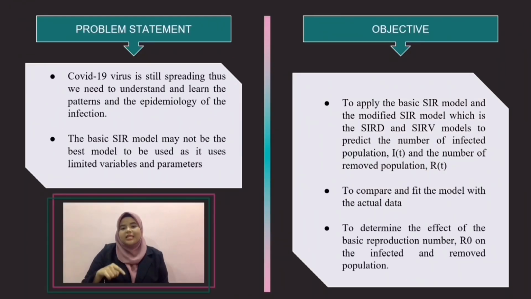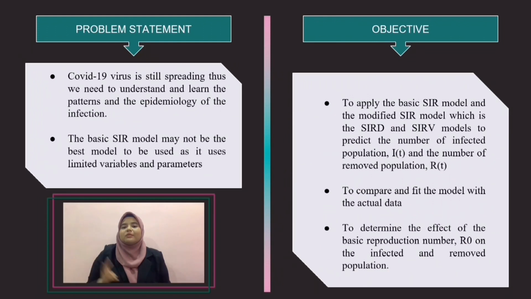The problem statement for this study is that the COVID-19 virus is still spreading. Thus, we need to understand and learn about the pattern and the epidemiology of the infection. It can be achieved by using mathematical models such as the SIR model. However, the basic SIR model may not be the best model to use as it uses limited variables and parameters. New variables and parameters such as vaccination, quarantine, and exposure will affect the behavior of the pandemic.